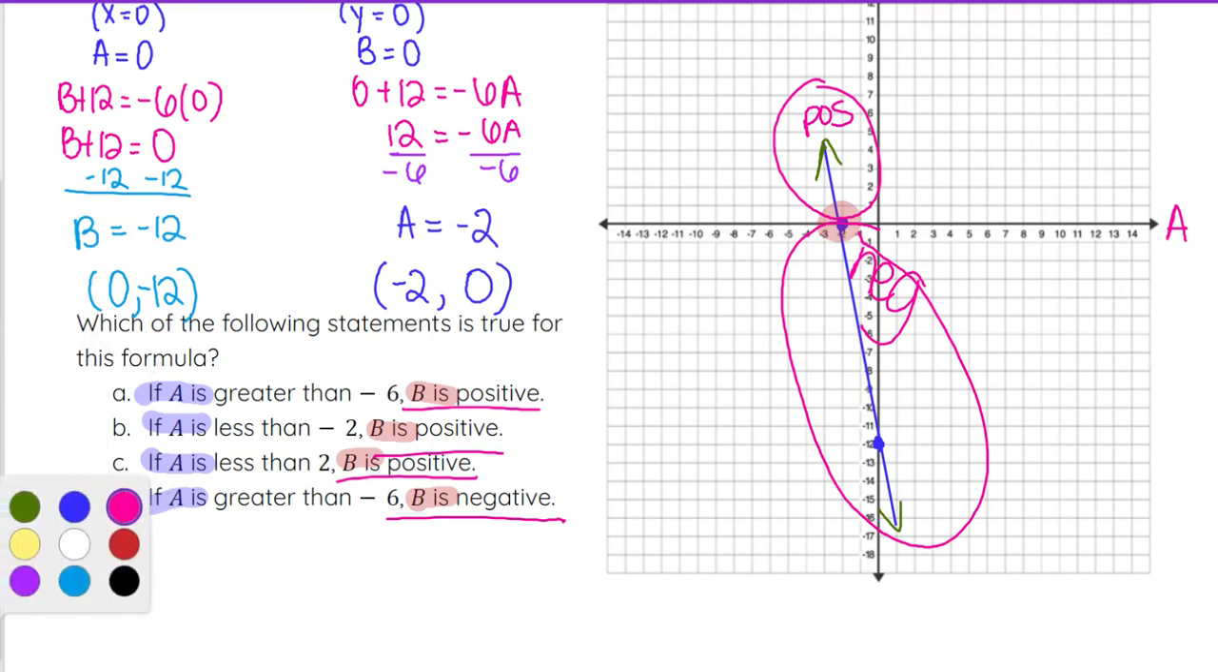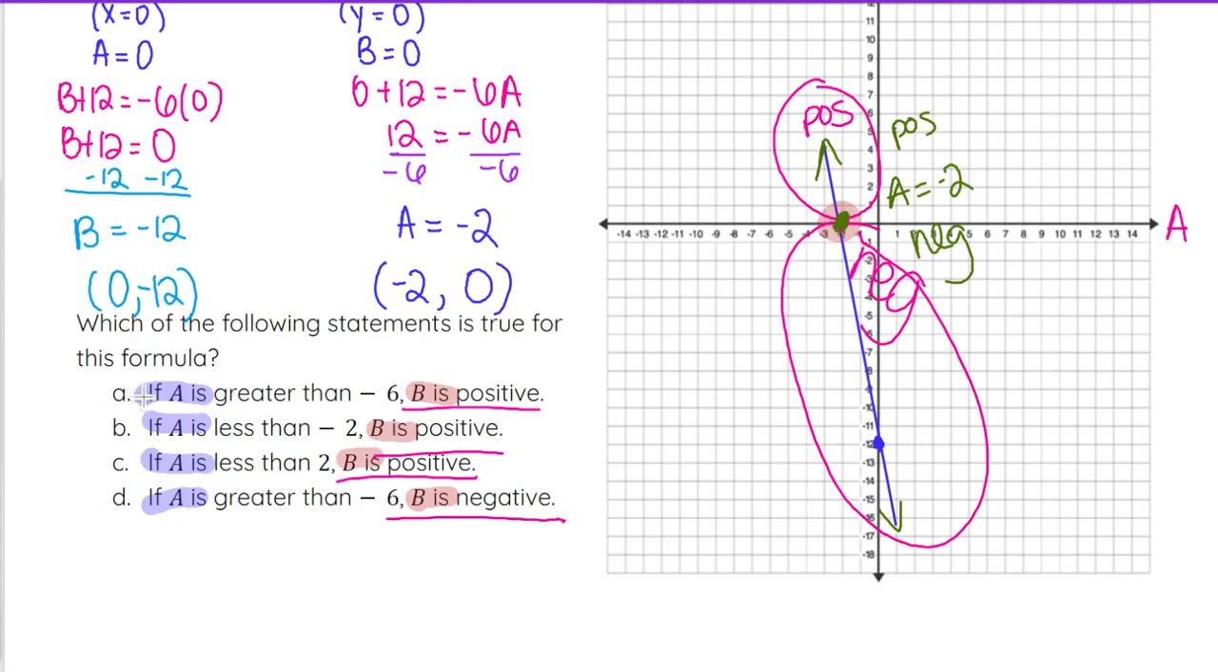So let's read through our options. But before we do that, I do want to point out that A equals -2 is the point where it changes from positive to negative. So that's that turning point or that changing point from the positive down to the negative. And again, that's at A equals -2 is where it goes from positive to negative.